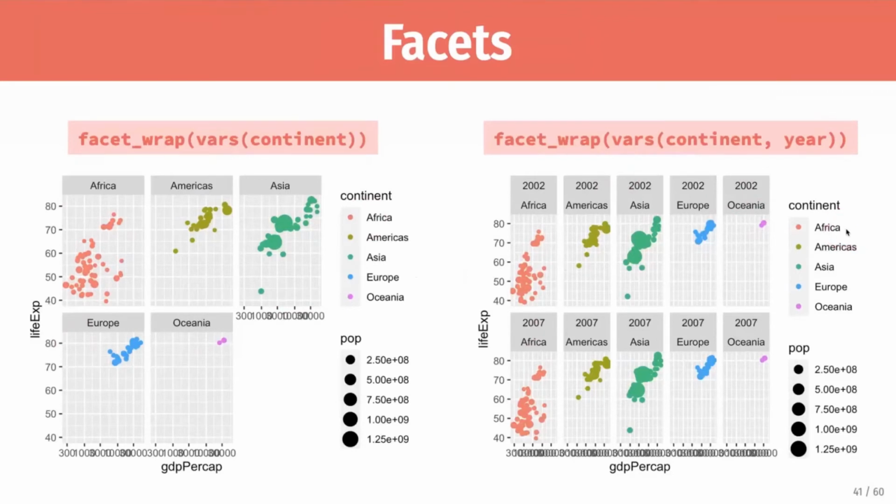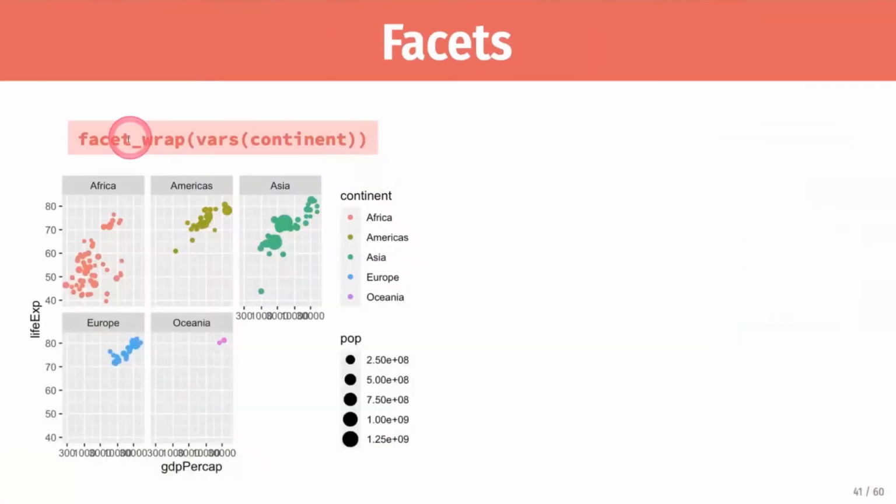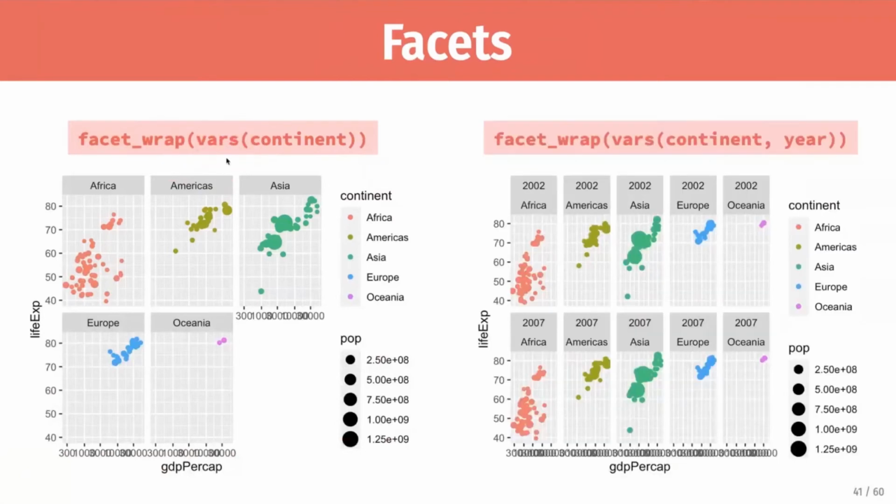So to do this on our own, we'll just do it together here because you don't have the code. It's just kind of archaic. You just have to memorize this. It's facet_wrap, and then use this vars function to tell it what variables to facet by because it's not quite an aesthetic. And so it's kind of a little bit different syntax.